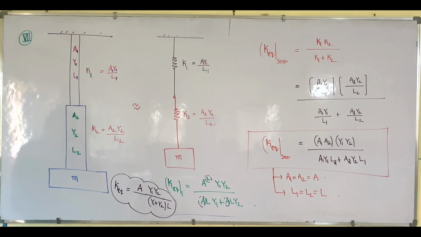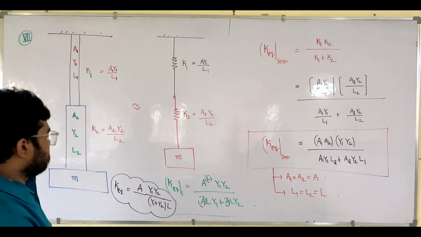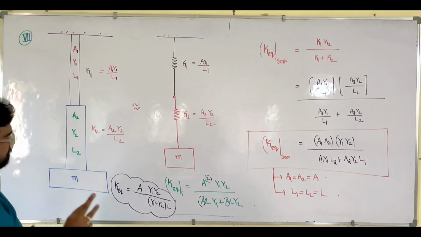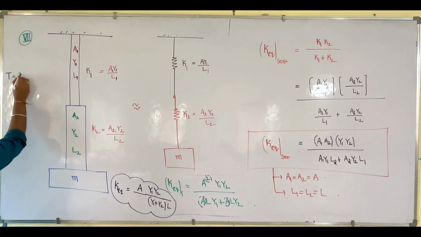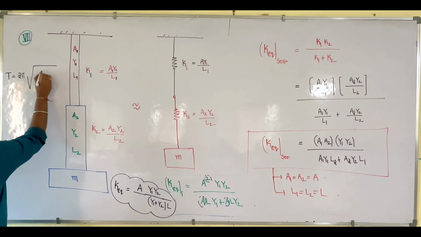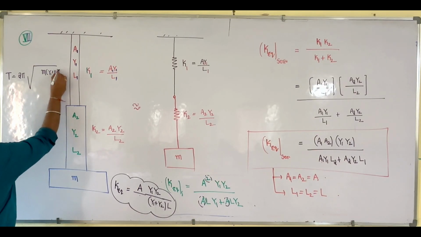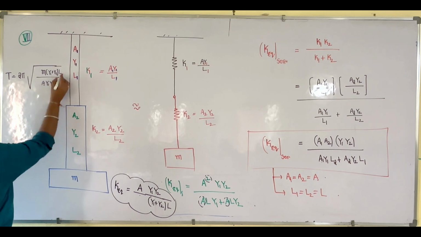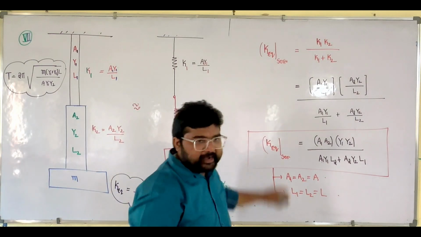What is the time period of oscillation? 2π by square root of m by m into Y1 plus Y2 L by A into Y1 Y2. Completed. Understood? Next. This part done.